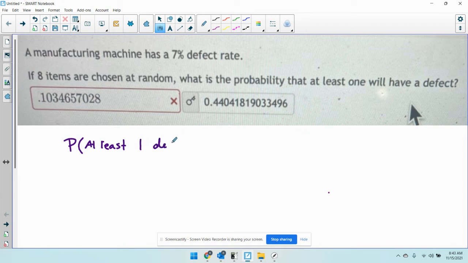one defect. So if I was to really write that out, I would say let X be the number of defects. We know the probability of X being greater than or equal to 1. So you could find the probability of 1 defect, the probability of 2 defects, 3, 4, 5, 6, 7, probability of 8 defects, add them all up. Or you can say, if I'm looking for the probability of at least one, what's the complement? What's the only other way this can play out?